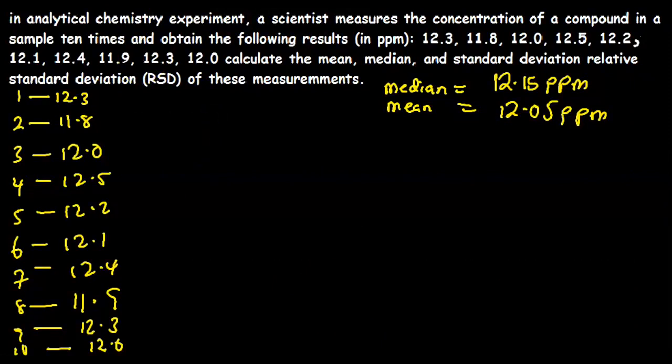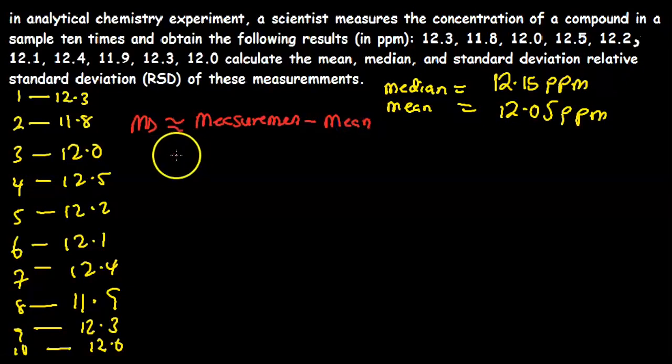How can we find our standard deviation? The first thing we need to do is to calculate the mean deviation for each measurement. Let's denote mean deviation with MD. For each element, this is simply going to be our measurement minus our mean.